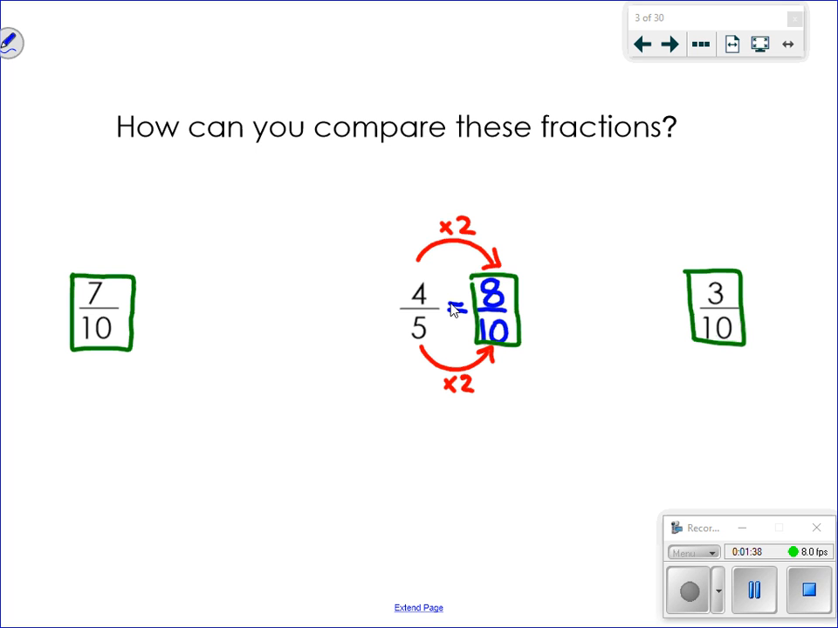Which one is the least? 3 tenths. Which one would be the next biggest? 7 tenths. And which one would be the greatest? 8 tenths. But that's actually 4 fifths. So I'm going to use the original fraction when I'm ordering. Okay, I've converted it to its equivalent form, an equivalent fraction, in order to be able to compare it. But when I write my final answer, I put it back to its original 4 fifths form. Okay?